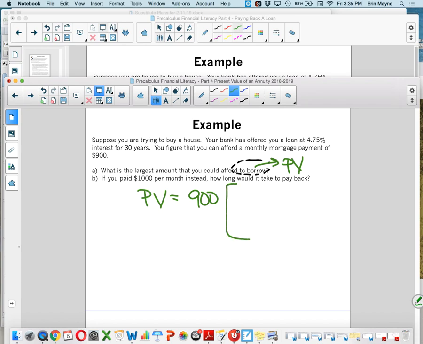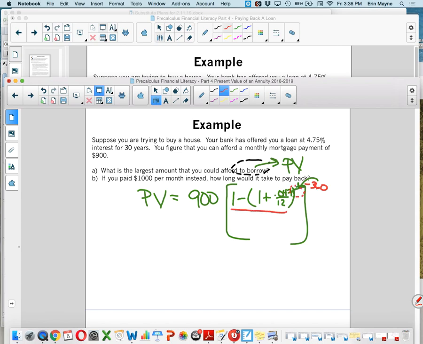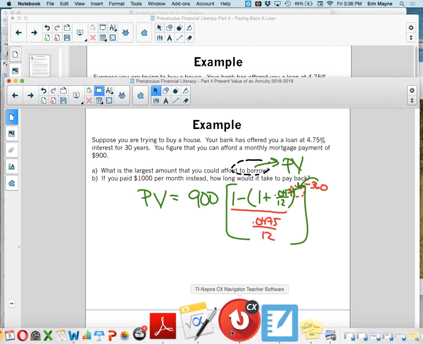for my equal periodic payment times 1 minus 1 plus 0.0475 all over 12 to the, and this is where this becomes important, it's a little hard to see this exponent here, to the negative 360th. 12 times 30. Now again, that exponent is just on this part alone. This is all over 0.0475 all over 12. So when it asks for the most that I can afford to borrow, I can actually just put that value in.